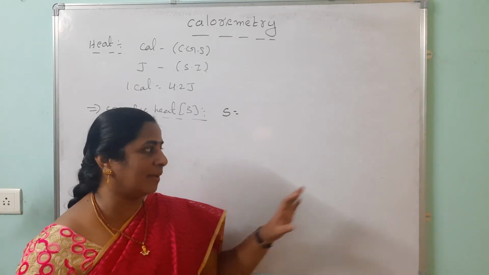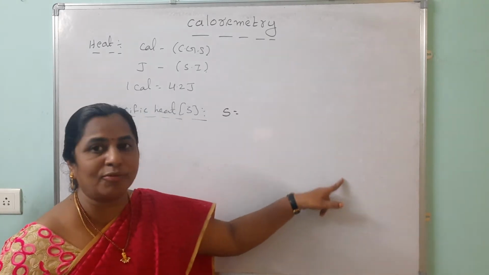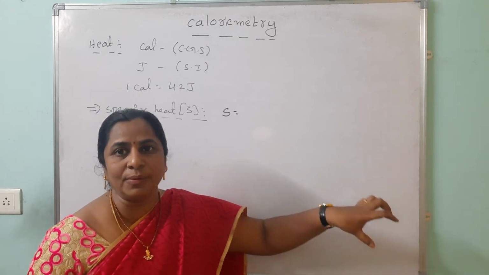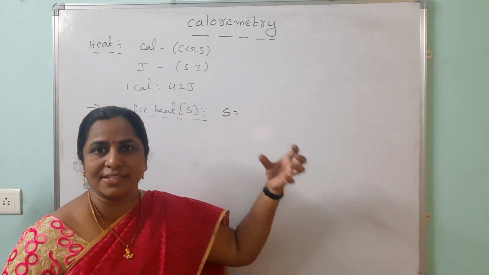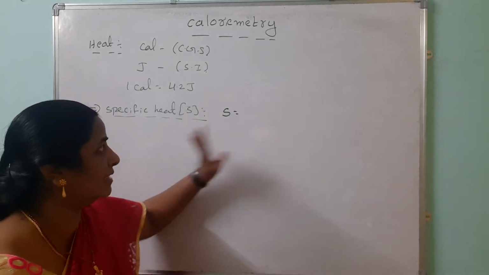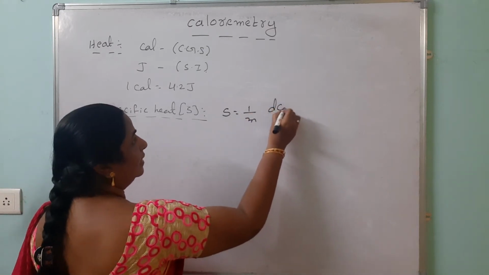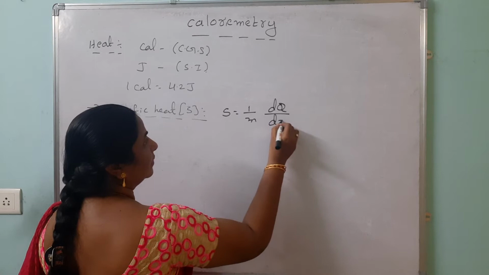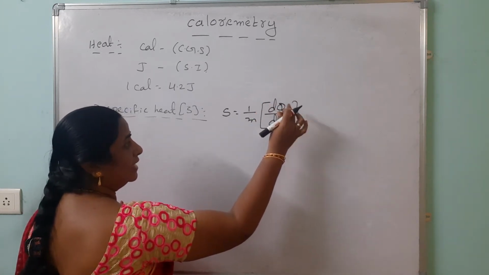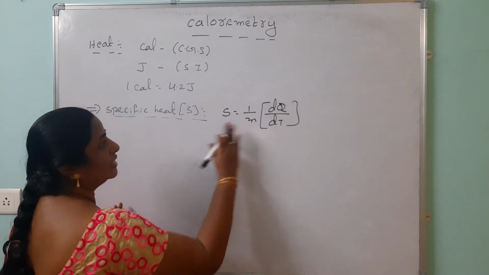What is the meaning of this? Suppose you are taking one material. We want to raise the temperature of 1 unit mass, not the entire system mass, and by how much? 1 degree centigrade. That is called the specific heat, represented by S. So for 1 unit mass we take 1 by M, so S equals 1 by M into dQ by dT. The heat energy required to raise the temperature of 1 unit mass by 1 degree centigrade is called the specific heat.